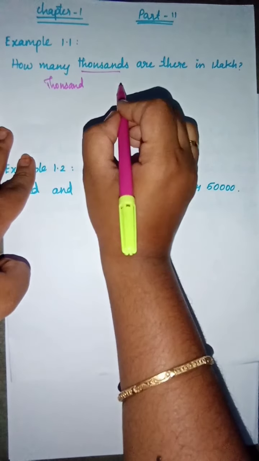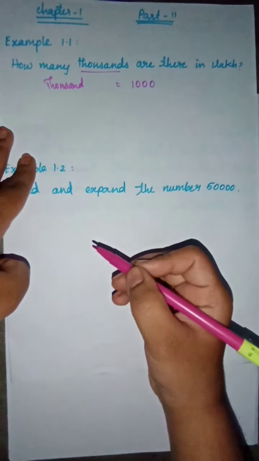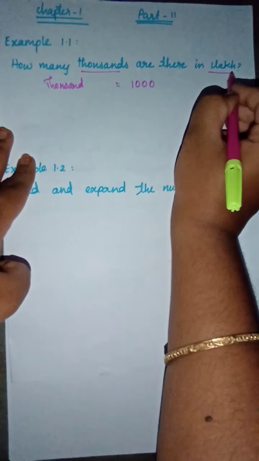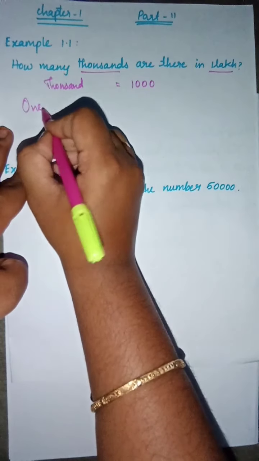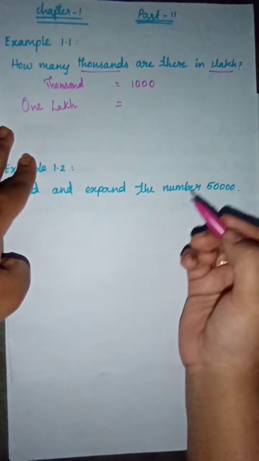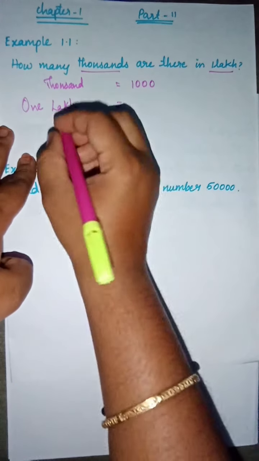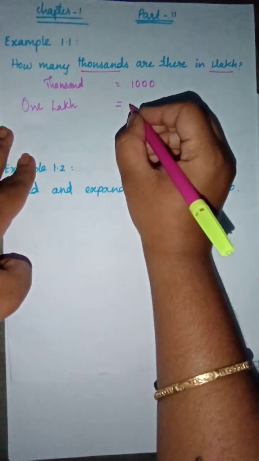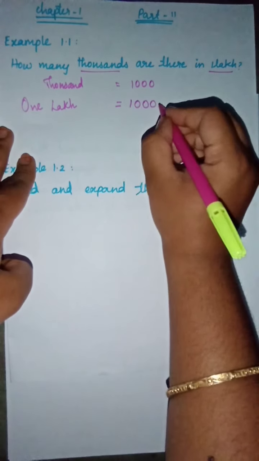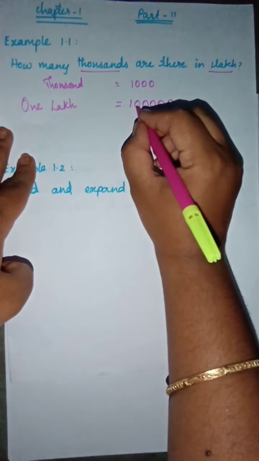So for 1000, how will you write here? It is 1000. So for 1000 it is 30. So I have written it. Next they have given 1 lakh. So 1 lakh equal to what? How will you write it as 1 lakh? 1 lakh means how many zeros? 5 zeros. So 1, 1, 2, 3, 4, 5. Just put commas here. 1, 2, 3, comma, 1, 2, comma.